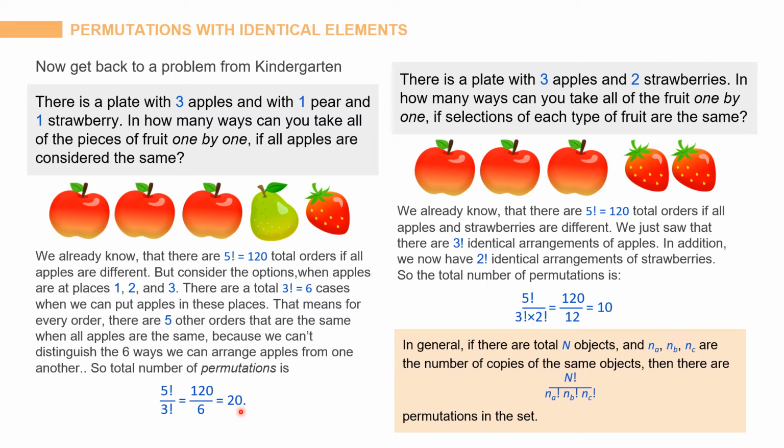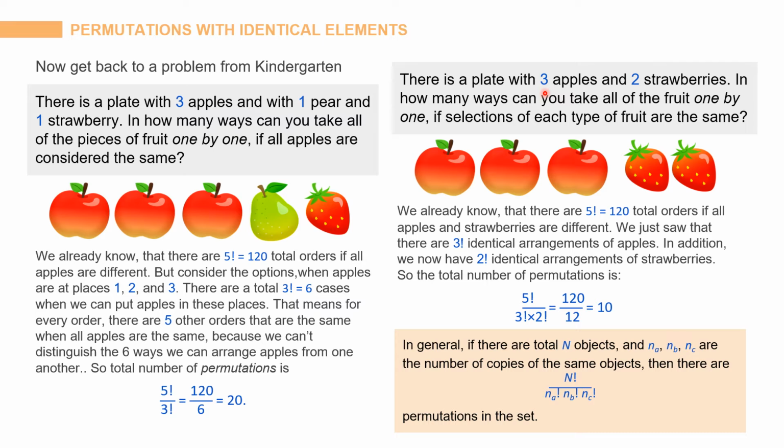This is just an application of the rule of division. Once we've said these apples are identical, and there are 3 of them, that means for any given arrangement of the fruit, there are 3 factorial identical arrangements. So in that case, we have to divide the total number of permutations, 5 factorial, by the number of identical arrangements, which is 3 factorial.